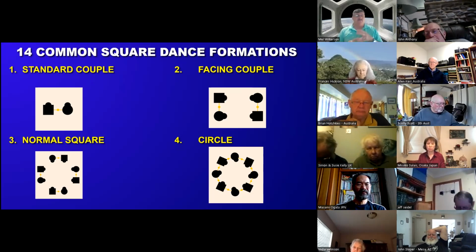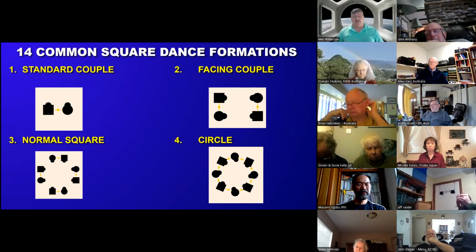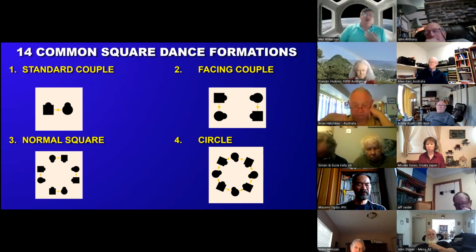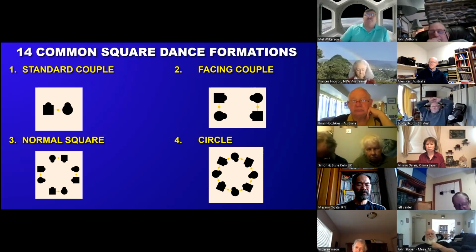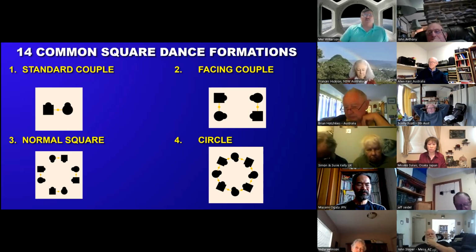Things like star through, right and left through, pass through, any of the chain movements like ladies chain, flutter wheel, all those other kinds of things. Those are your foundation things that change or keep structures. And if you can see it in a facing couple, you're well on your way to managing a square.